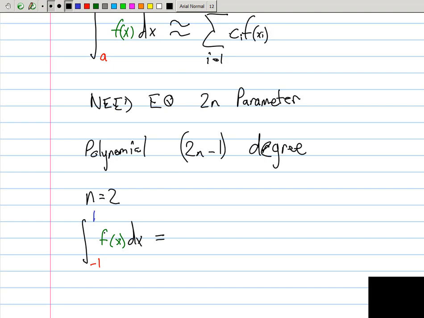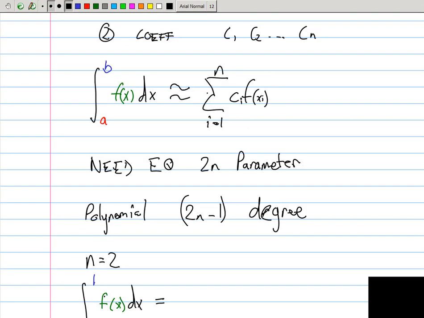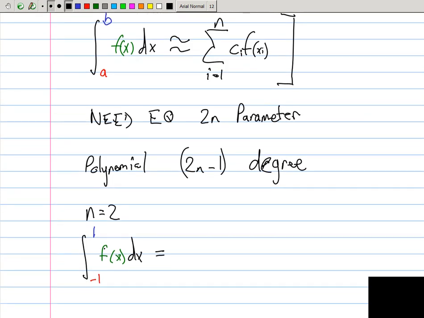What we have said above, if we have a look at our defining equation over here, we're going to write that out. We are going to be able to state that this, using our 2n parameters, is going to approximately equal C1 f of x1 plus C2 f of x2. This is our degree 2.